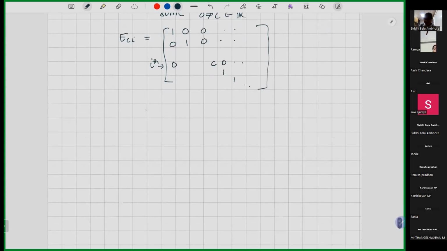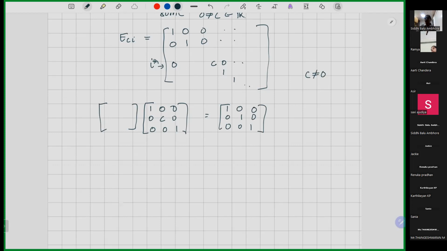So what I'm saying is, if I have a 3 cross 3 matrix, 1, 0, 0, 0, C, 0, 0, 0, 1, and if I multiply, I need something so that when I multiply it, it will give me the identity matrix 1, 0, 0, 0, 1, 0, 0, 0, 1. Note that C is non-zero. So we can make use of that.